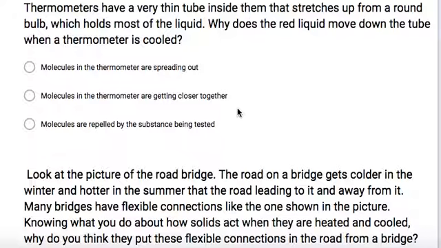Thermometers have a very thin tube inside that stretches up from a round bulb, which holds most of the liquid. Why does the red liquid move down the tube when a thermometer is cooled? Molecules in the thermometer are spreading out. Molecules in the thermometer are getting closer together. Molecules are repelled by the substance being tested.